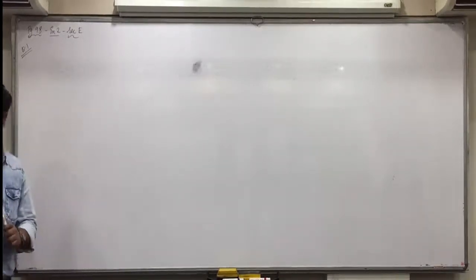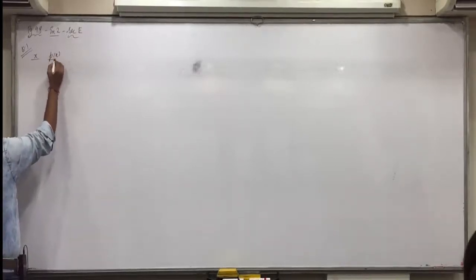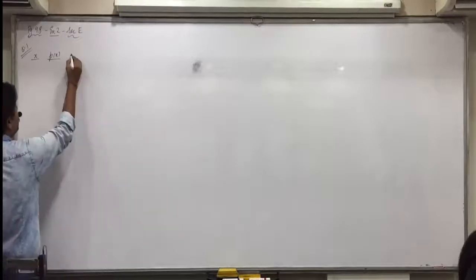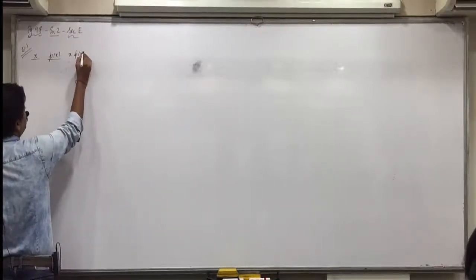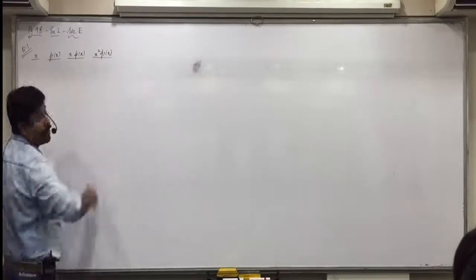Probability distribution is already given. So X is given, P(x) is given. For expected value we require X into P(x). For variance we require X square into P(x).